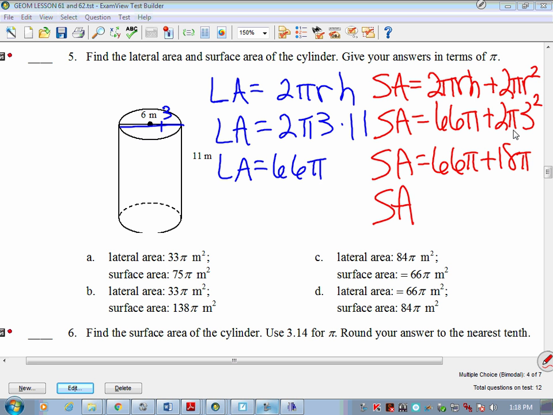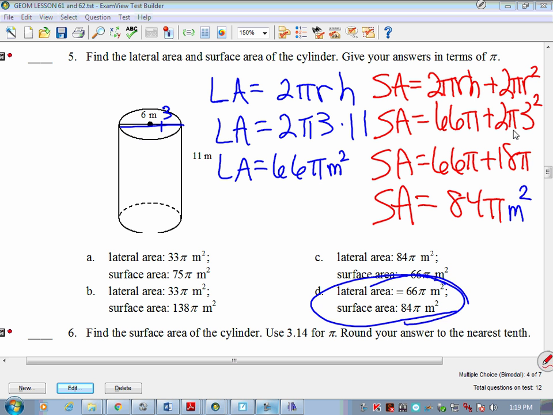And again, we just want our answer in terms of pi. So we can take 66 pi and 18 pi, and we're going to get 84 pi. The lateral area is in meters squared, and my surface area is meters squared. So we want 66 pi for my lateral, 84 pi for my surface. Notice that C takes both those numbers and switches them around. So we don't want to get those two mixed up. We need to know the difference between lateral area and surface area.